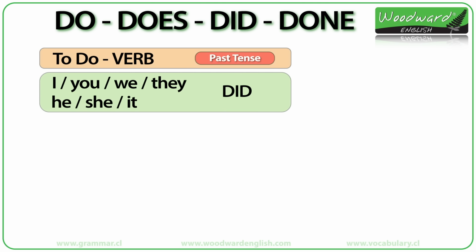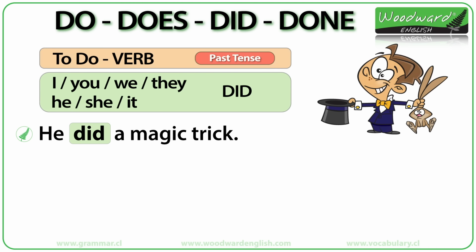The simple past tense of do is did for all subjects. I did, you did, we did, they did, he did, she did, it did. Notice how there's only one form of the verb in the past tense: did. He did a magic trick. Yes, and everyone was amazed.